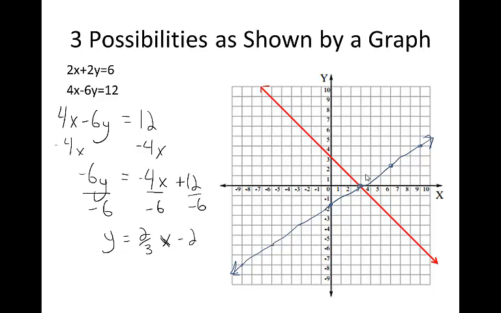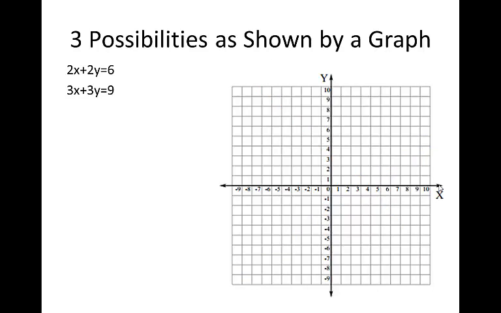And you can see that they intersect right here. And that's going to be the solution. So the solution to this system of equations is 3, 0. So it has one solution. So that's our first possibility, one solution. And what that looks like on the graph is two lines intersecting.